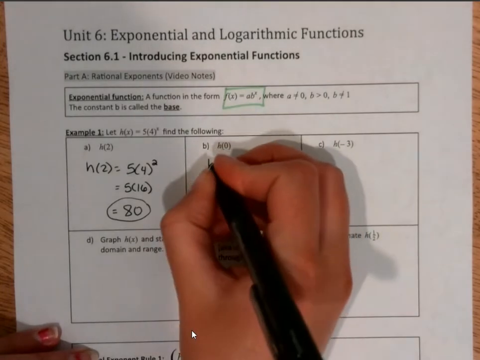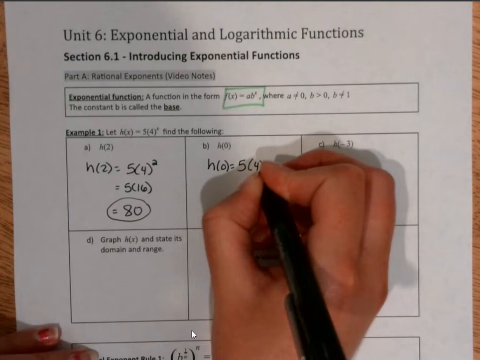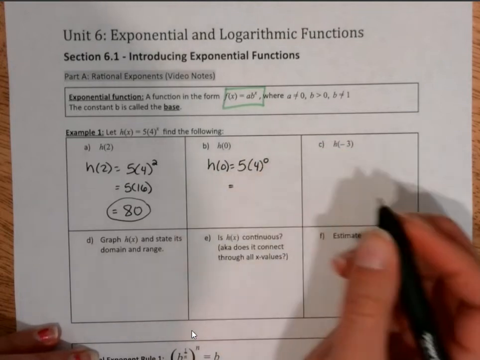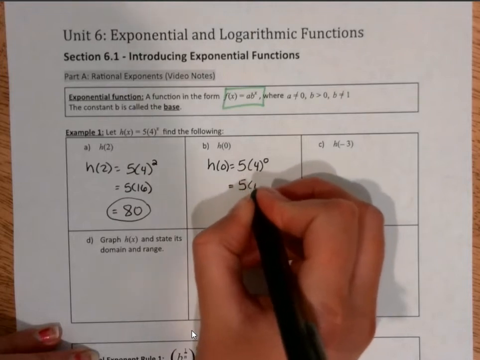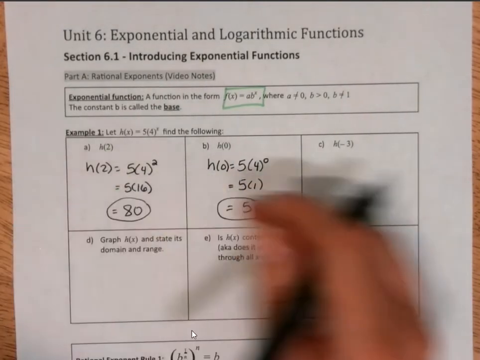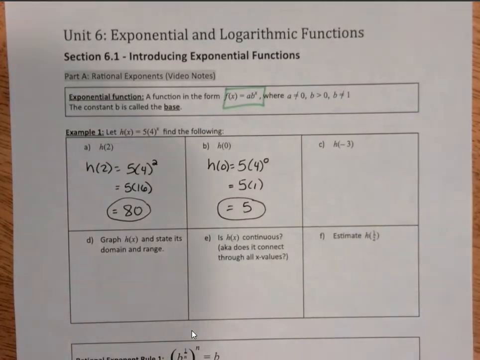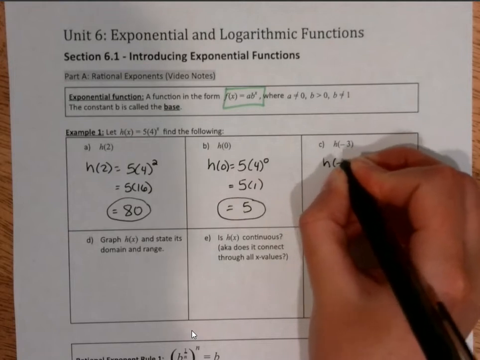Looking at the next part, h of 0, that's 5 times 4 to the 0 power. I know that anything to the 0 power is 1, so this is going to be 5 times 1, which is 5. The first three rows right here are a review from earlier, but it's nice to keep these in mind before we go into the rational exponents piece.